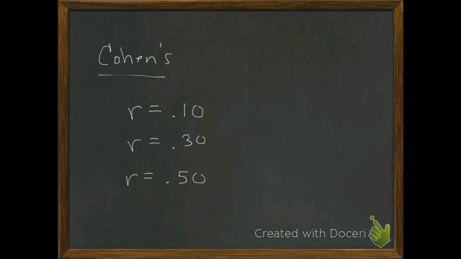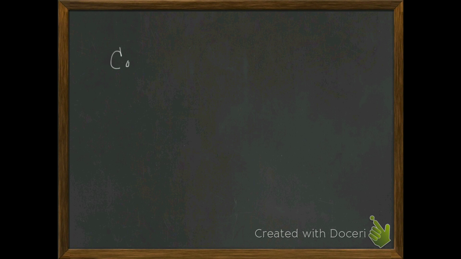I only want to give you 2 right now. The first one is what we call Cohen's R. And Cohen's R kind of works on the following scale. This would be a small effect. This is a medium effect. And this would represent a large effect. Probably the most widely reported effect size is called Cohen's D.